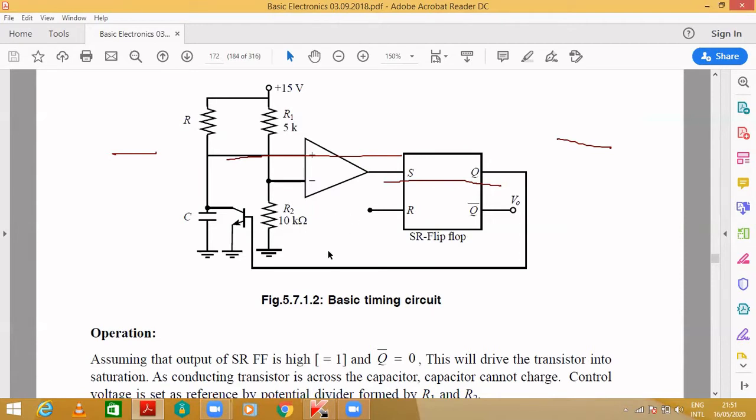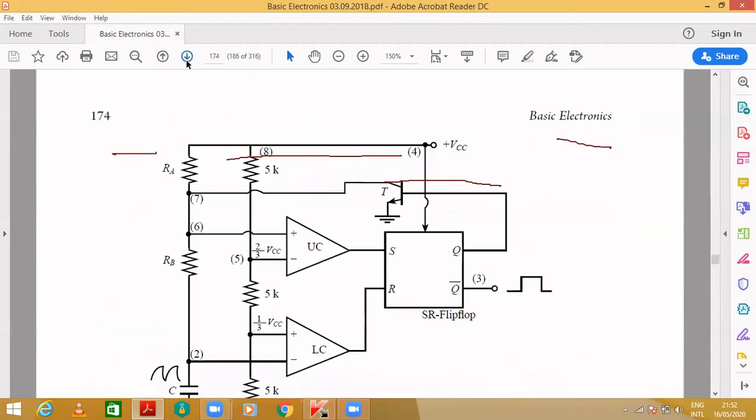The comparator is nothing but an op-amp. Here we are using the op-amp as a comparator. It is one of the applications of an op-amp, as you already studied in module 3. Okay, so let's start with the astable multivibrator. This is the circuit of the astable multivibrator.